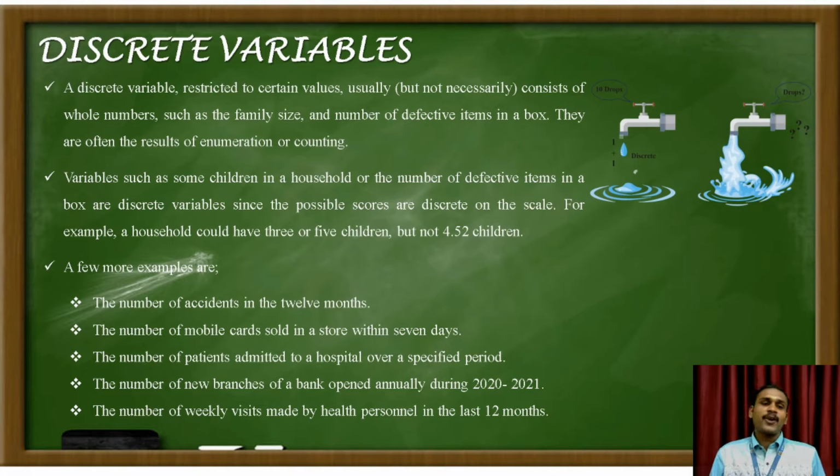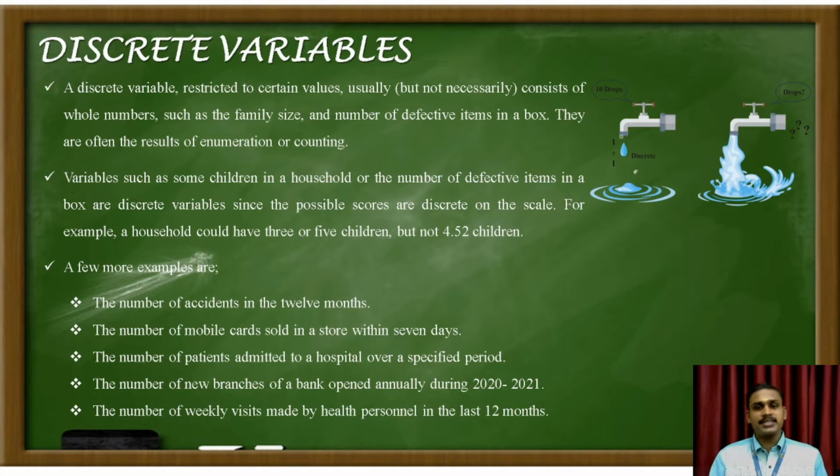In today's class, we are going to see the first one, called the discrete variable. What is a discrete variable? It is restricted to certain values, usually but not necessarily whole numbers, such as family size or the number of defective items in a box. They are often the result of enumerating or counting. For example, the number of children in a household or the number of defective items in a box are discrete variables.